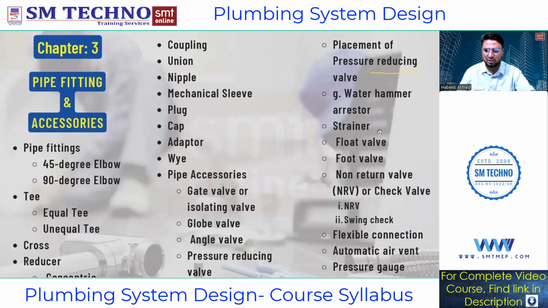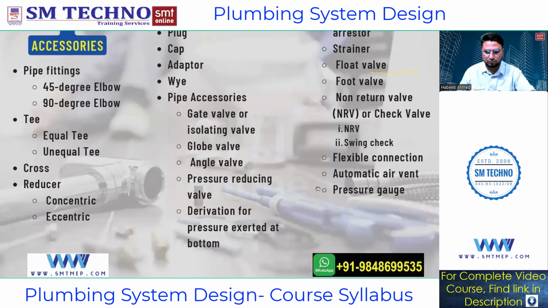Next is a strainer. A strainer is a kind of mesh, just to clean the water or to collect the debris on the inlet side of the water. We'll be seeing the Y strainer here, and float valve, foot valve, and NRV. After that, check valve, swing check, flexible connection, automatic air vent, and pressure gauge. These again we'll be learning in chapter number 3. So this is done. Sorry, I missed this.